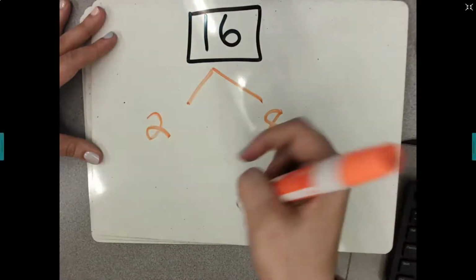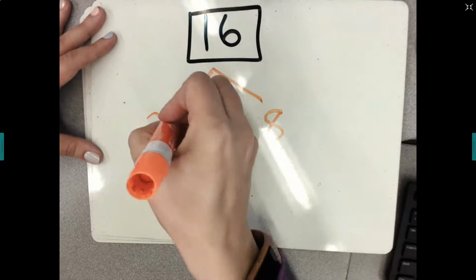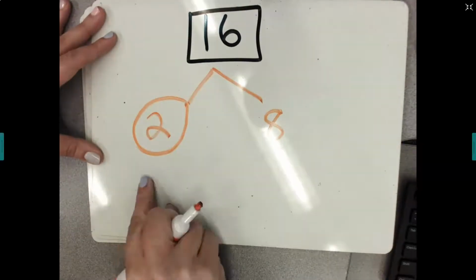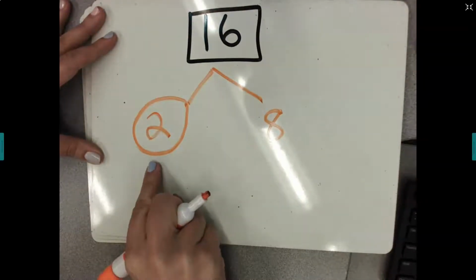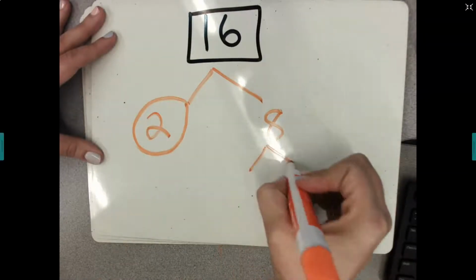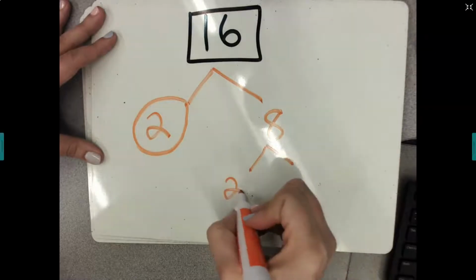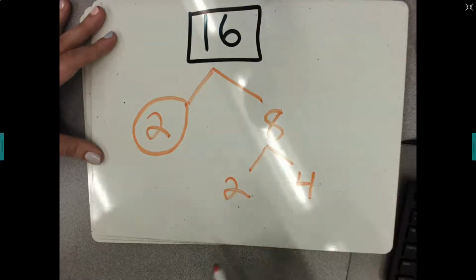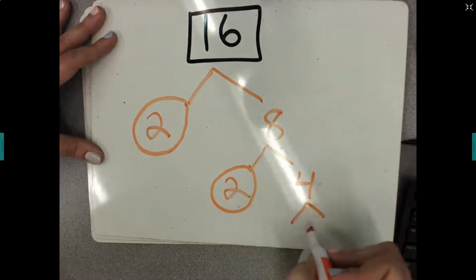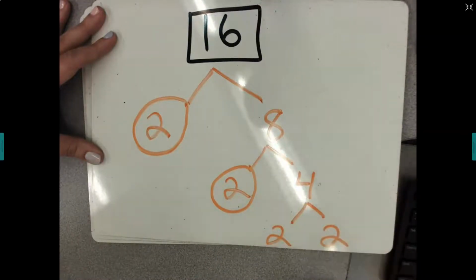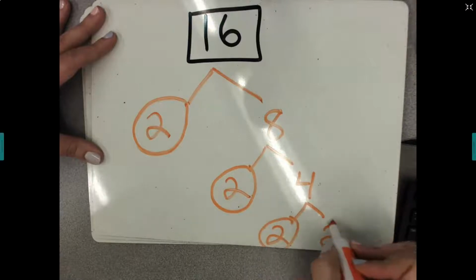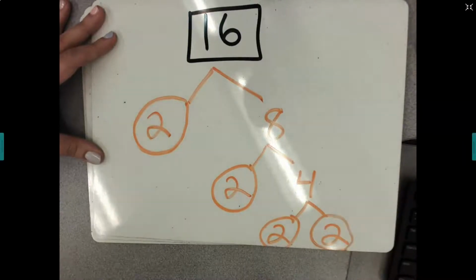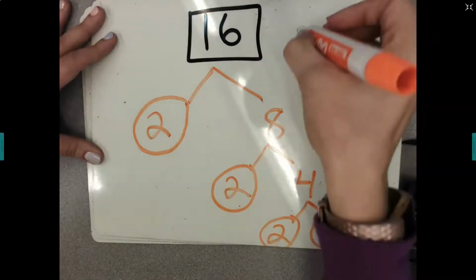Okay? Whenever I find a prime factor, I'm going to circle it to show that that branch is finished. So 2 is prime, so I have stopped. Now 8, I keep going. For 8, I could write 2 and 4. Again, 2 is prime, so I will stop. 4 is not prime, so I'm going to continue. Okay, 4 is 2 and 2. So now I have 2 times 2 times 2 times 2.